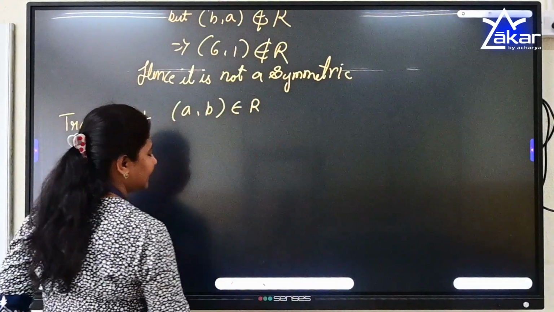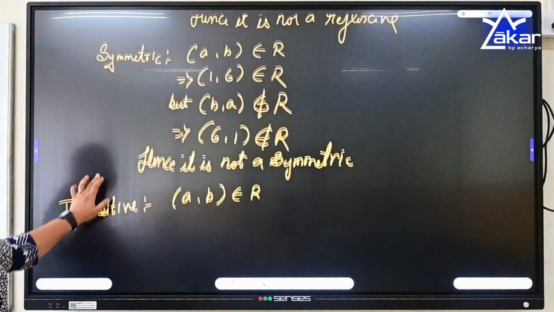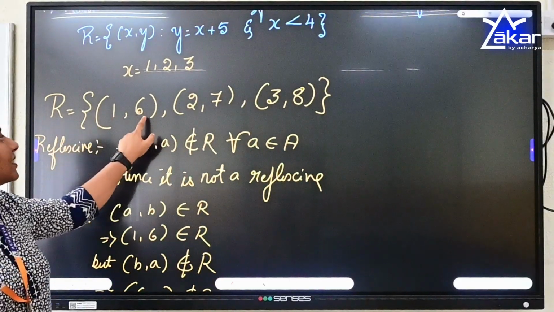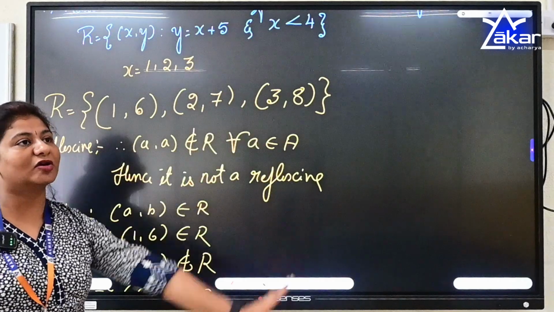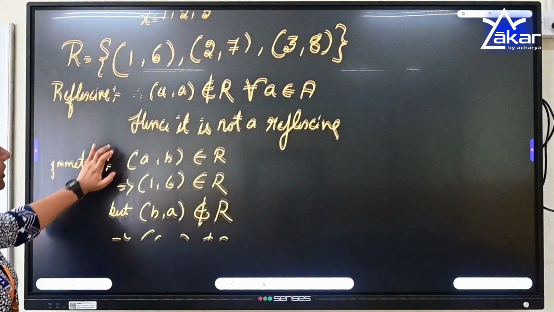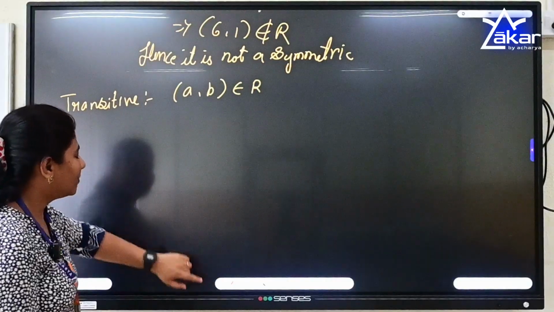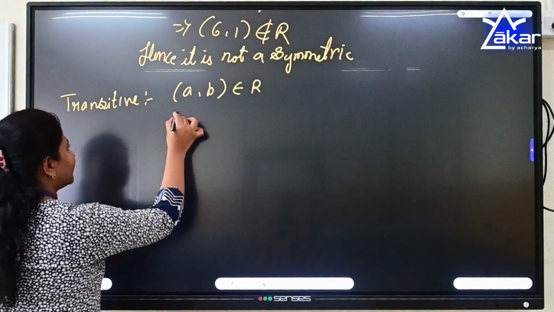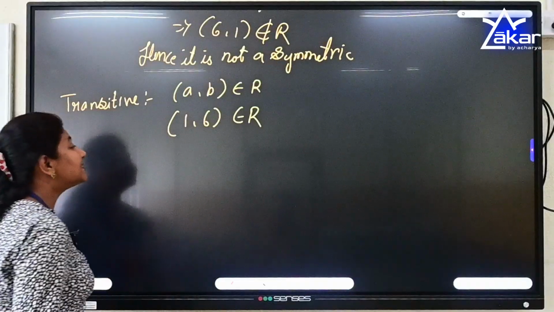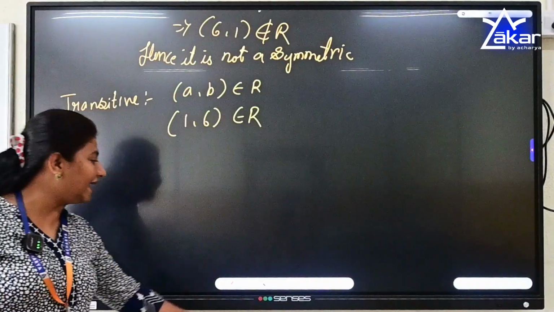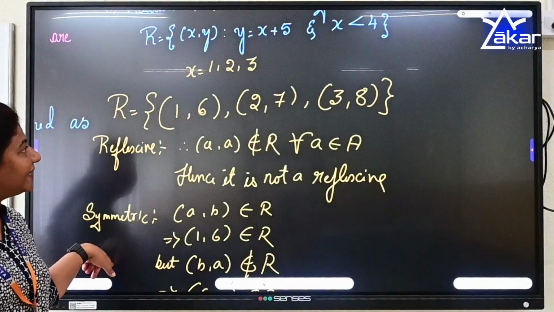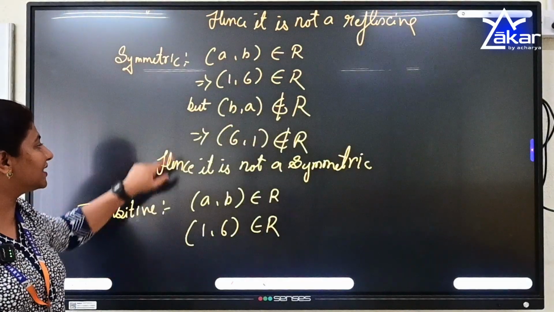Suppose I take any element in R. What are the elements of R here? (1, 6), (2, 7), (3, 8). So let us check. Is (1, 6) belonging to R? Yes, (1, 6) is belonging to R. Is there any presence of 6 linked with the elements of B here? 6, 8? No. 6, 7? Nothing is there.